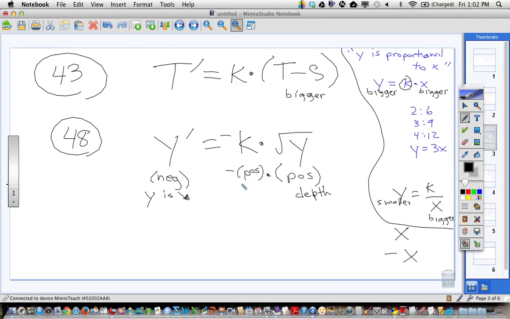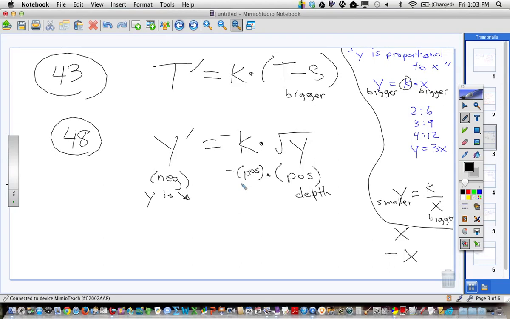So you couldn't say K's negative because in this problem, the depth is still decreasing. But K is positive, right? The depth decreasing tells you that Y prime's negative, and in this case, K would be positive. So I might give you a differential equation like that, explain the situation, and then ask you, is K positive or negative? And you would rationalize it and explain it based on what's happening in the problem.